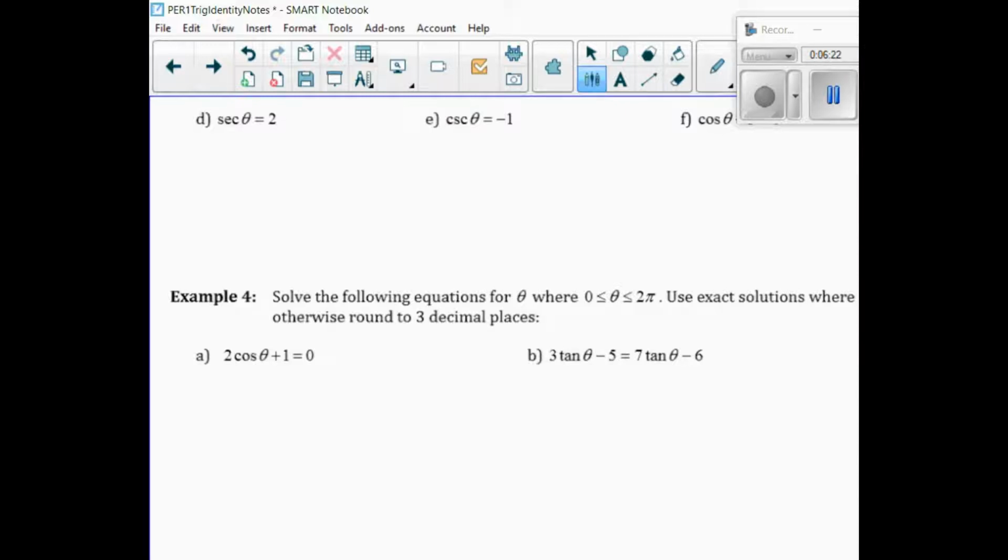Secant is 2, so what I would do in the first step is change this to the reciprocal function, cos theta. So that would be cos theta equals a half. So my reference angle would be where cos is a half. Again, this is in radians, so this would be a pi over 3 family. So then we have to come up with the two quadrants where cos or secant, they're both reciprocals of each other, are positive. So that would be the first quadrant, which would be pi over 3, and the fourth quadrant, which would be 5 pi over 3.